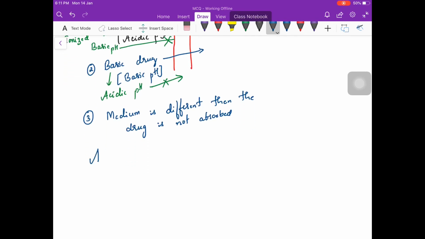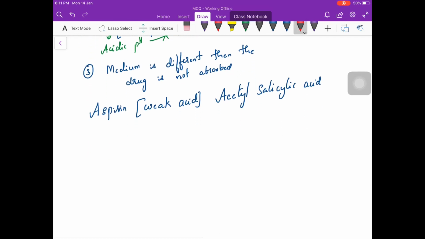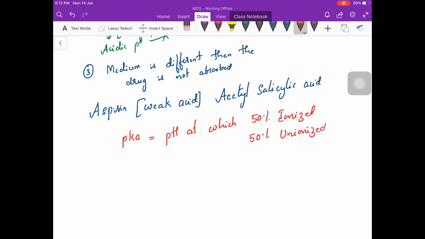Now aspirin, as you all know, is an acid. Mainly it's a weak acid, because the name itself tells you that it is acetylsalicylic acid. Now they have given in the question something called pKa. What is pKa? It is nothing but the pH at which the drug is 50% ionized and 50% unionized. So this is the meaning of pKa.